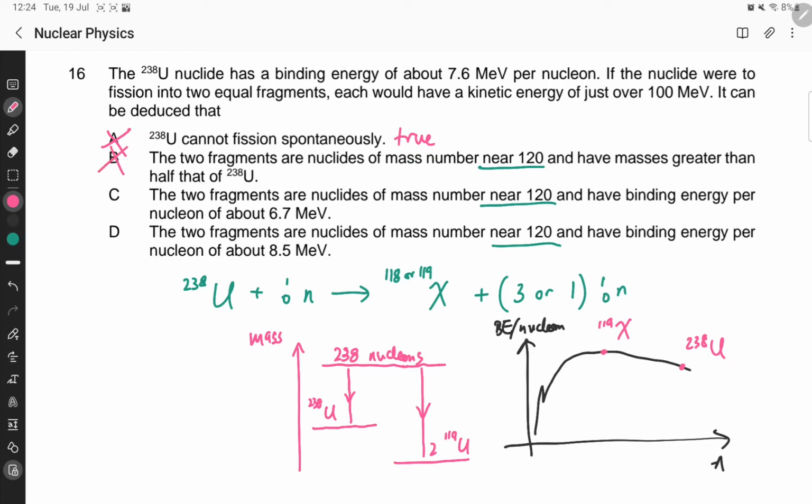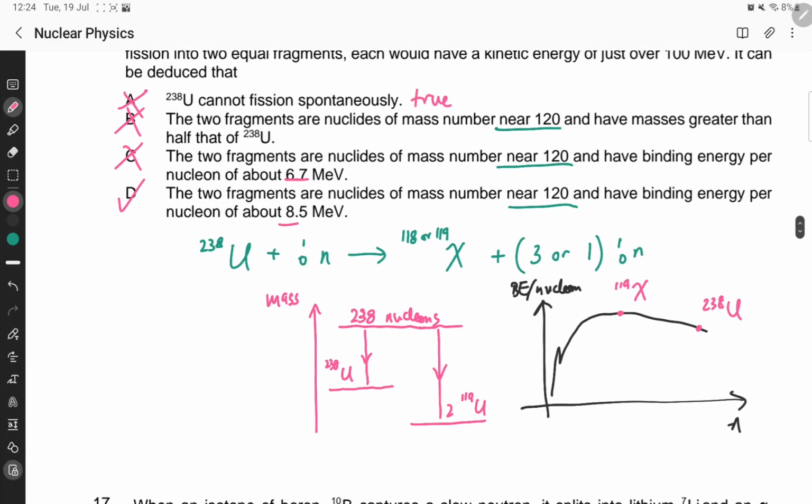Finally, statements C and D: one is more than 7.6, one is less than 7.6. We know that as uranium undergoes fission, it must turn into something with a greater binding energy. So it has to be D and not C. If you are keen to find out why it is 8.5, how could we calculate that?